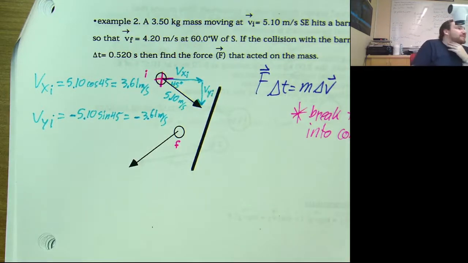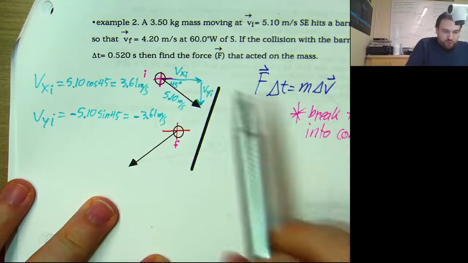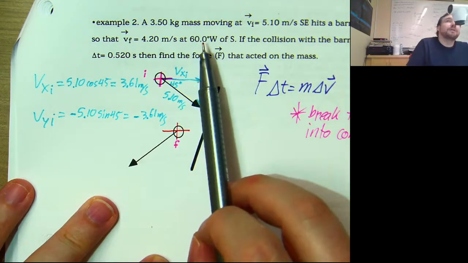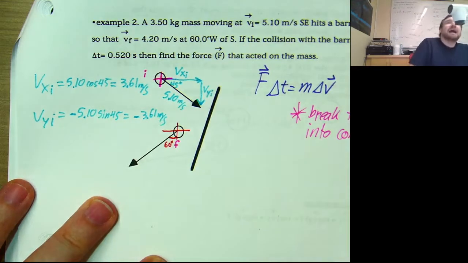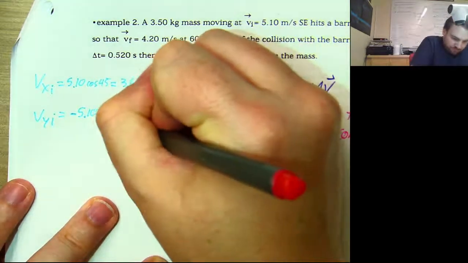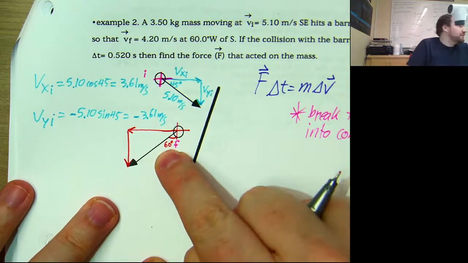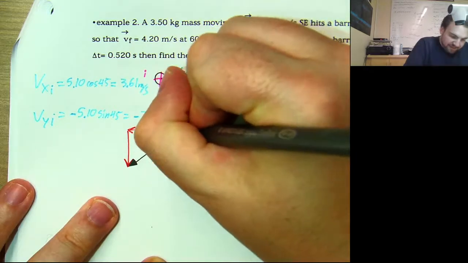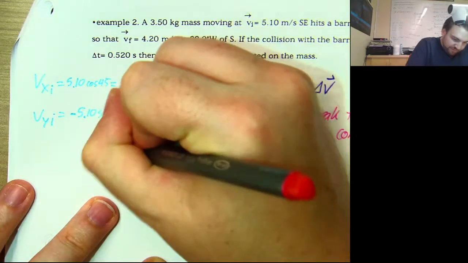So those are the velocity vectors. We can do the same thing with the velocity vectors at the end. We're told that this thing is 60 degrees west of south. So that's that angle in there. I've already started to write some stuff down here, so I'm going to go this way. So that's 60 degrees. What's the angle I'm going to actually have to use? That angle here is going to be this guy, and that's 30 degrees. So this is my Vx final and my Vy final.